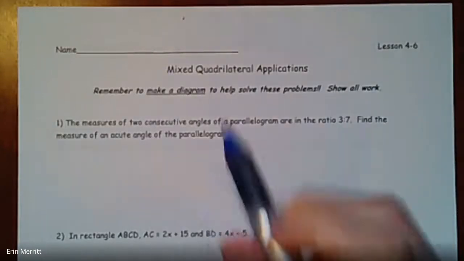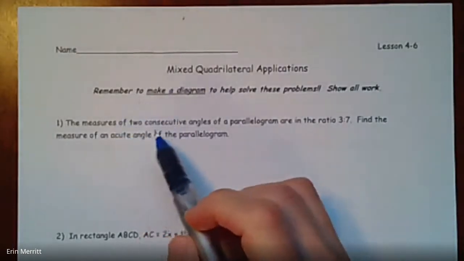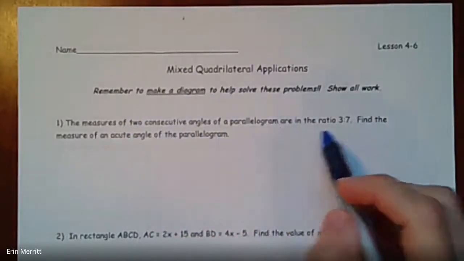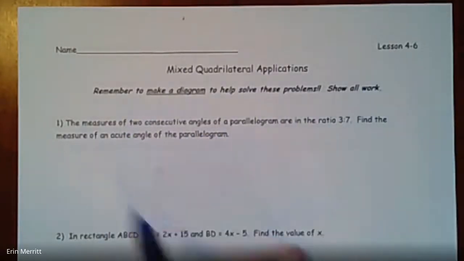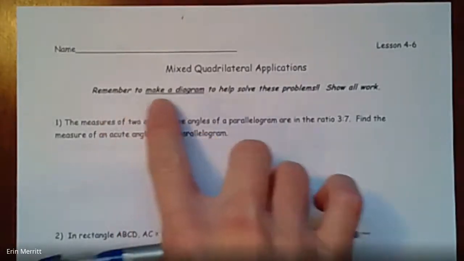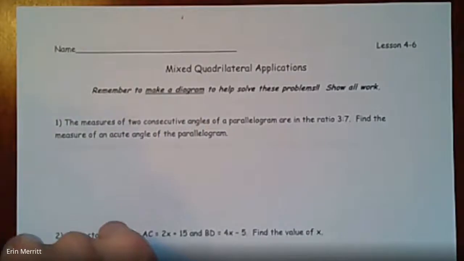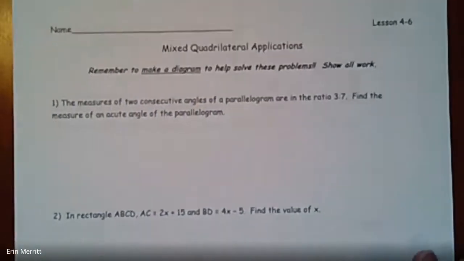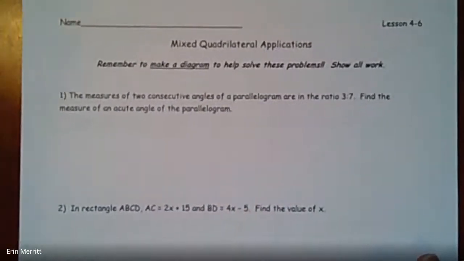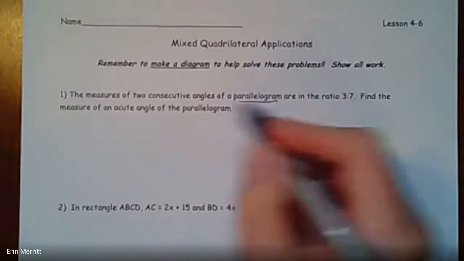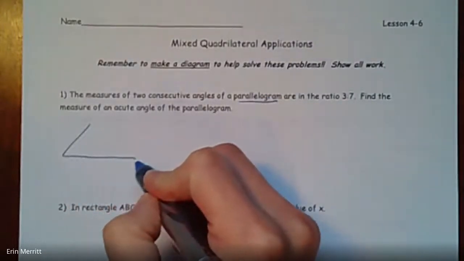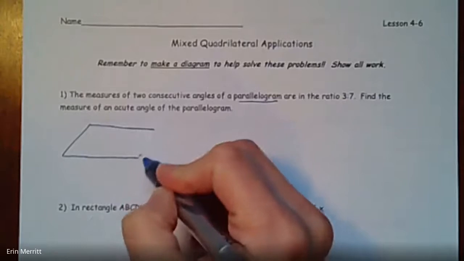The very first question says the measures of 2 consecutive angles of a parallelogram are in the ratio of 3 to 7. Find the measure of an acute angle of the parallelogram. Each of these asks you to draw a diagram because it's going to be useful. It's basically your substitution for having let statements otherwise. So for a parallelogram, do the best you can to give yourself a cute little parallelogram here.